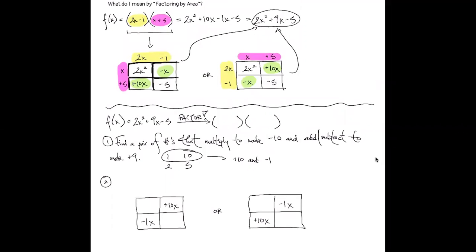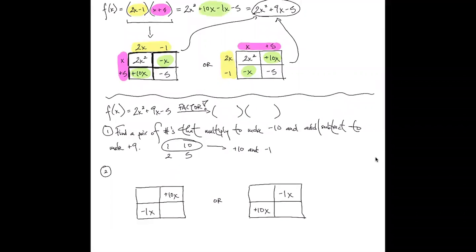And here's why we want those. If we go back to when we used FOIL, we have 10x minus 1x, and we split those up essentially to be in the top right and the bottom left corners of our box. So similarly down here, this is the first thing that we put into the box. Remember, we're trying to find the yellow and the pink, not the inside.